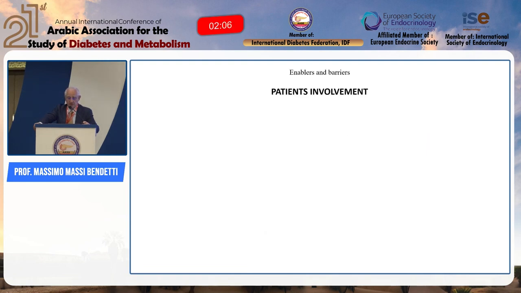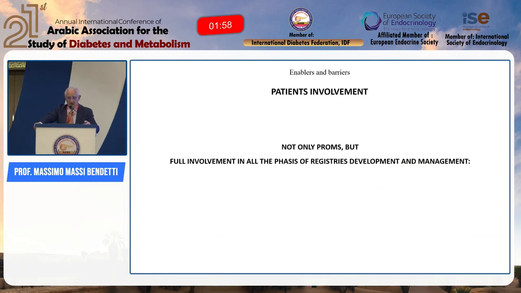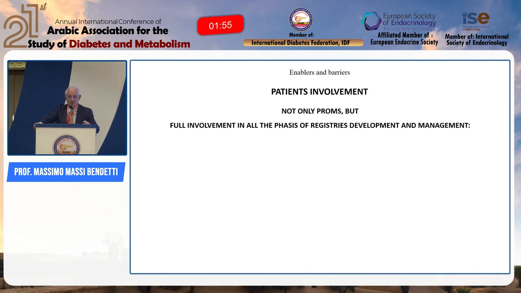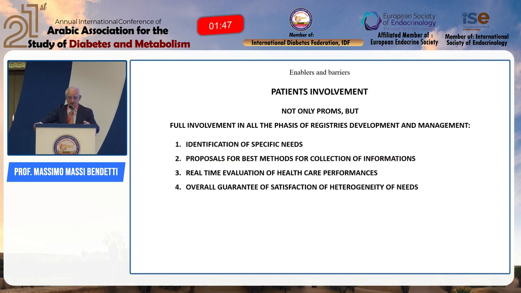The final point I would like to mention is patient involvement, which is usually forgotten and not considered in depth. We have to consider not only what we talk about, but the full involvement of patients in all the phases of registries' development and management. First, identification of specific needs. It is the patients who know their needs, and their needs are different in different areas, which makes things even more complicated. Second, a proposal for the best methods for collecting information.